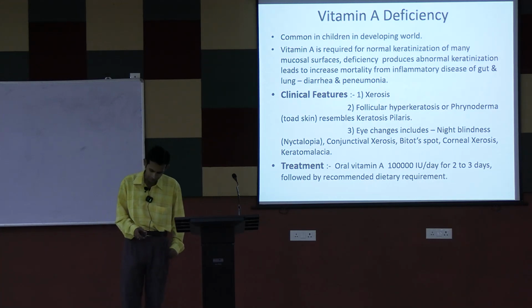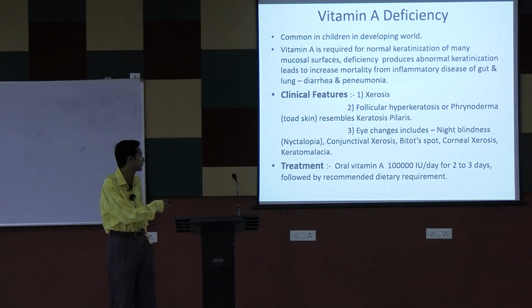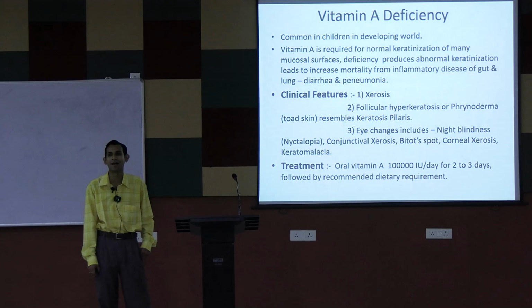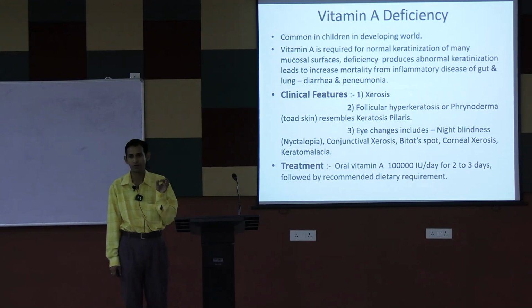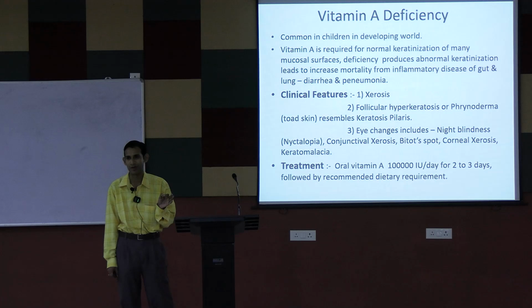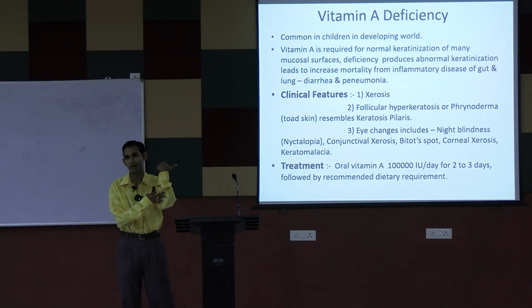So what are the clinical features of vitamin A deficiency? Most important is xerosis. Xerosis means dry skin, generalized dry skin, number 1. Number 2 is follicular hyperkeratosis, which is also known as phrynoderma or toad skin. It resembles keratosis pilaris, a spiny follicular projection, mostly distributed over the anterolateral aspect of the thigh, the arms and the back of the elbow, leading to rough skin, which is also known as phrynoderma or toad skin.